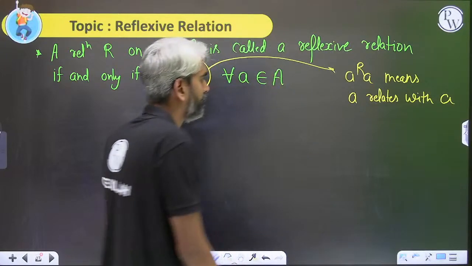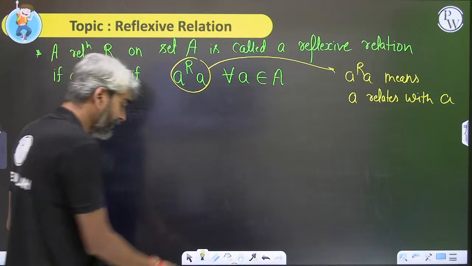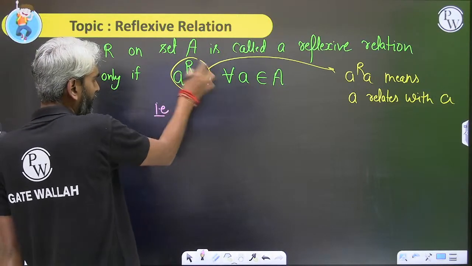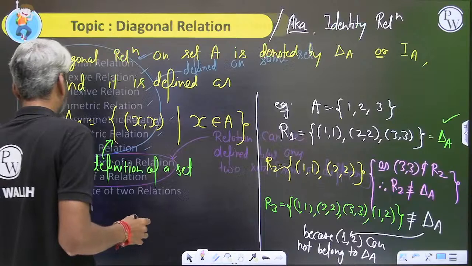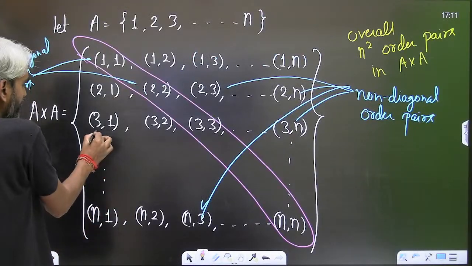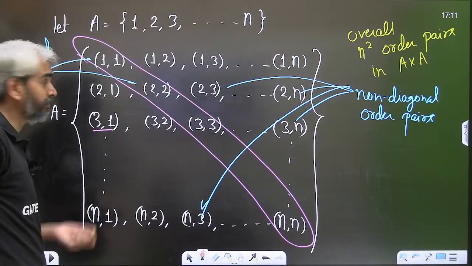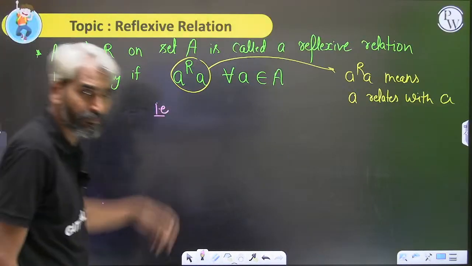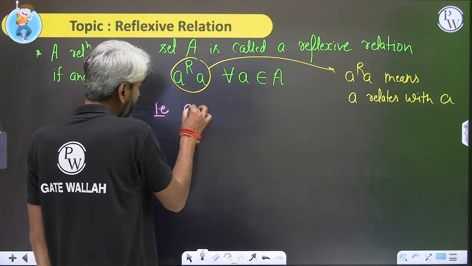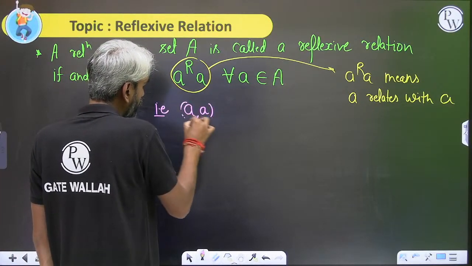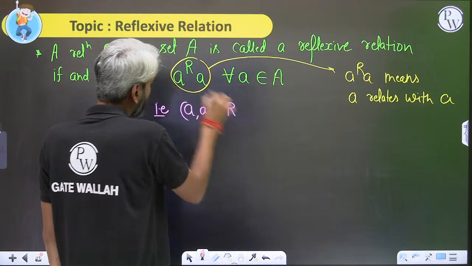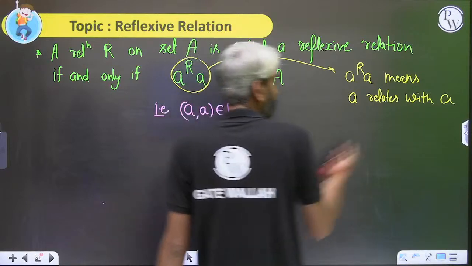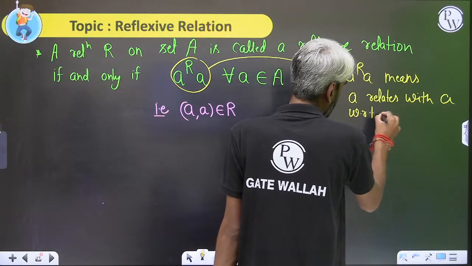In the other notation, it can be written as a relates with a. So please look at this. What does it say? 1 relates with 1, 3 relates with 3. When I say a relates with a, it means the ordered pair (a, a) should belong to relation R. a relates with a with respect to relation R.